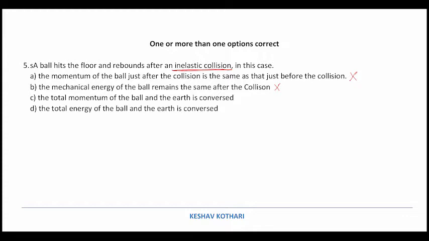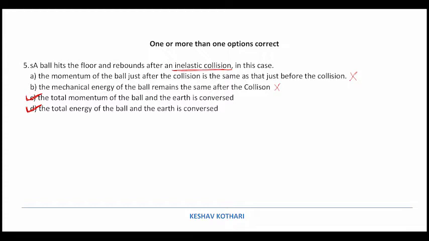The third statement says the total momentum of the ball and the earth is conserved. Now this statement is correct. The total momentum, when we consider the ball-earth system, is going to be conserved because there will be no net external force involved. For the next one, the total energy of the ball and the earth is conserved is also correct. When we say total energy, we consider all forms of energy, that is heat energy, sound energy, or any other form of mechanical energy that is present. So for this particular problem, C and D are the correct alternatives.